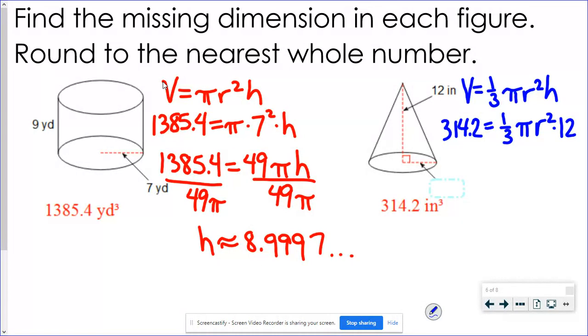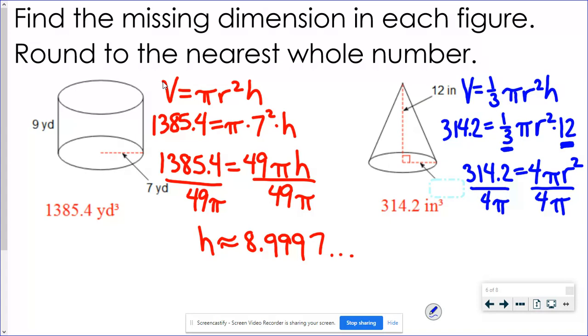So when I have this all written out now, you can simplify. I didn't simplify on the earlier problem, so I'm going to simplify on this one. I'm going to take this 1/3 right here and that 12, and they're on the same side. I'm just simplifying those numbers. So I'm going to have 314.2. 1/3 of 12 is 4. I still have the pi, I still have the r squared. And now I would have to divide by 4 and divide by pi.